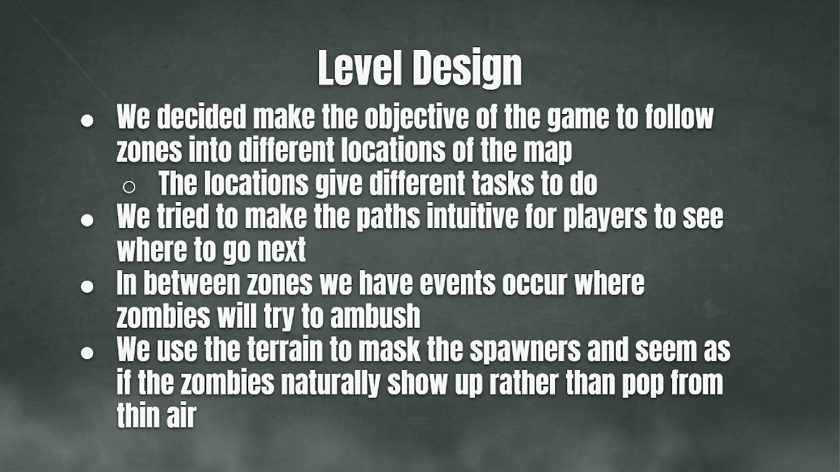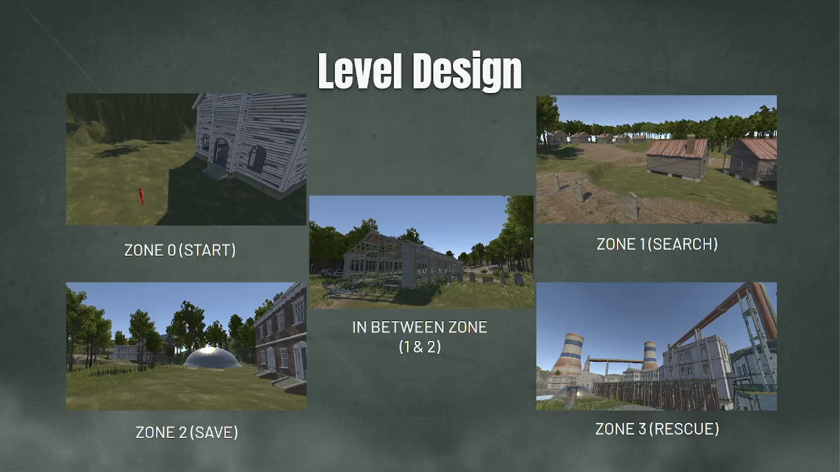As the player traverses, the zombies are hidden within certain areas using props or walls to make it seem as if, when they're spawned in, they're just naturally coming out of buildings or through certain woods.